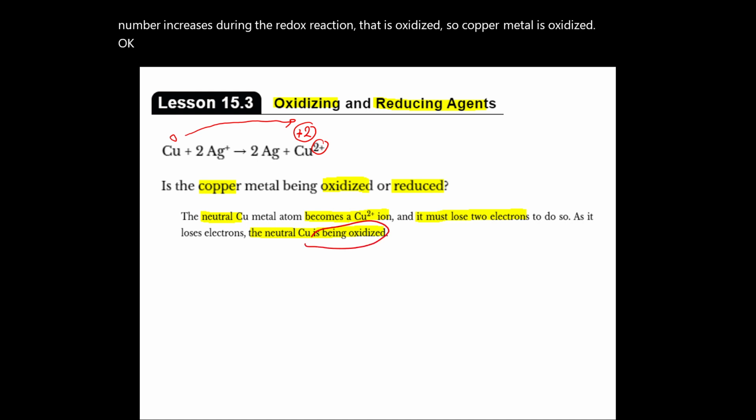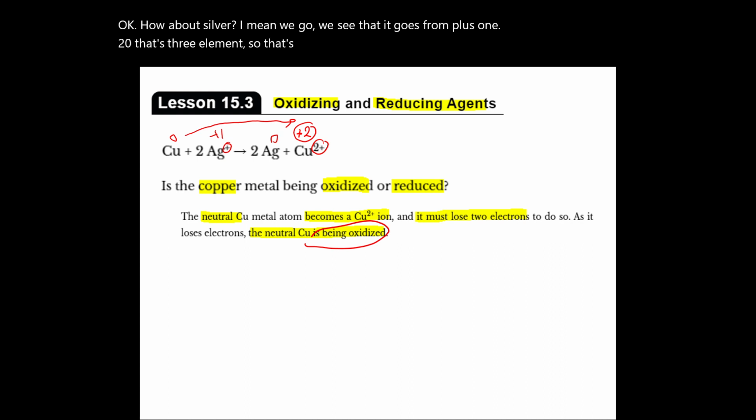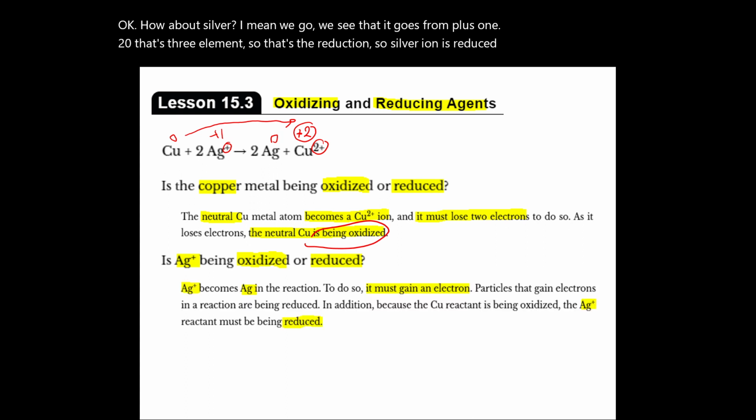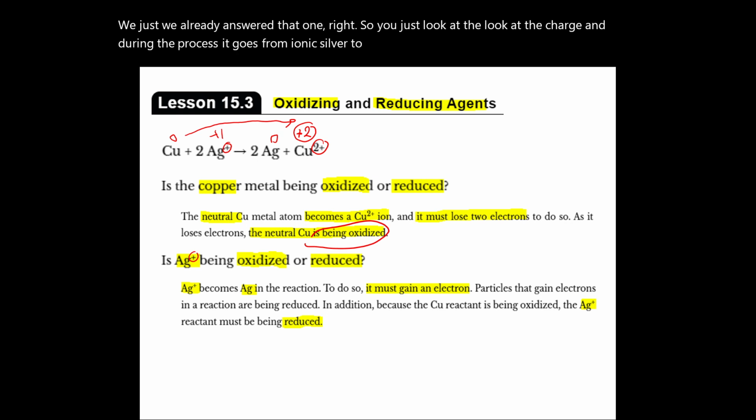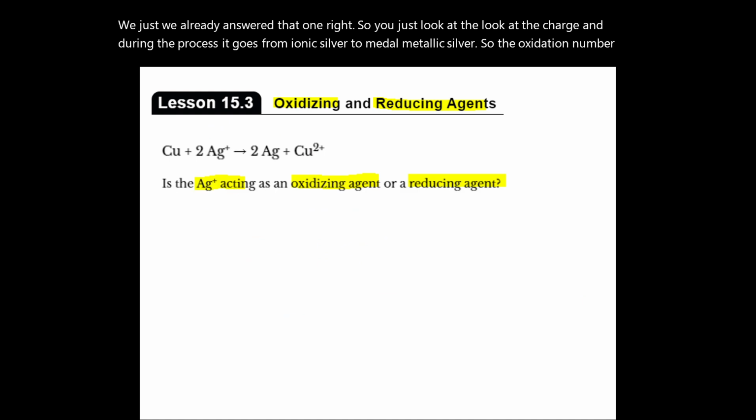Okay. How about silver? We see that it goes from +1 to 0. That's a free element, so that's reduction. So silver ion is reduced. We already answered that one, right? So you just look at the charge, and during the process it goes from ionic silver to metallic silver, so the oxidation number goes down.